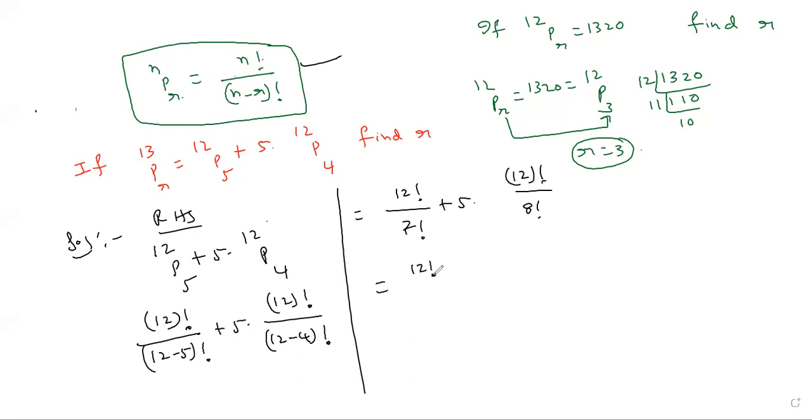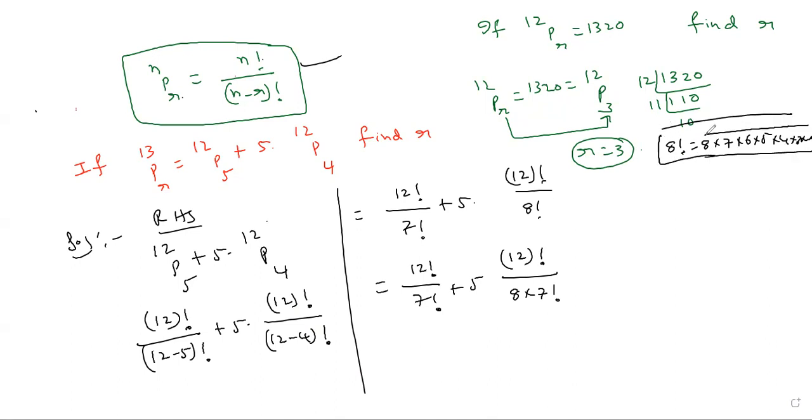Now observe here: 12 factorial by 7 factorial plus 5 into 12 factorial as it is, by 8 factorial. 8 factorial is 8 into 7 factorial. Why? 8 factorial is nothing but 8 into 7 into 6 into 5, 4, 3, 2, 1. And a factorial of any number starts from that number and keeps decreasing up to 1. Observe, 8 into 7, 6, 5, 4, 3, 2, 1, and this is nothing but 7 factorial. That's why we are writing 8 factorial as 8 into 7 factorial.